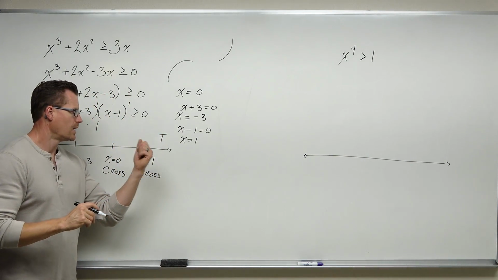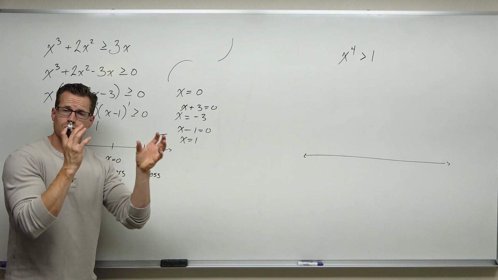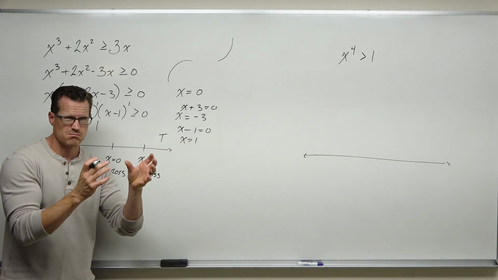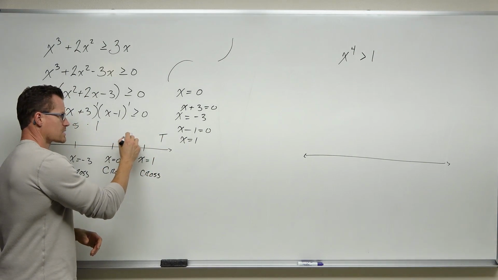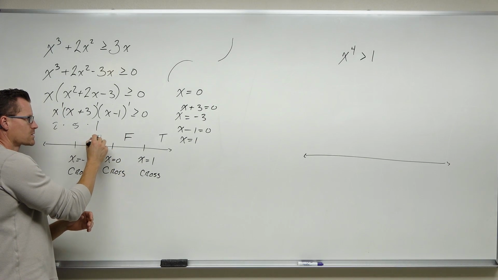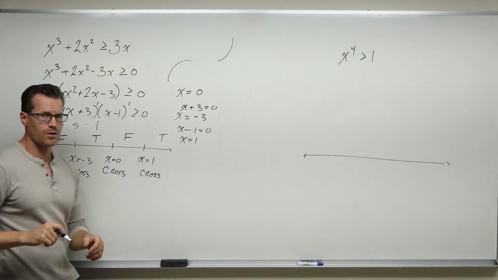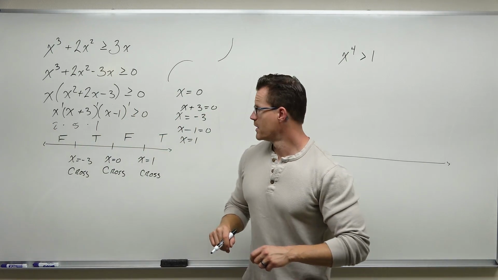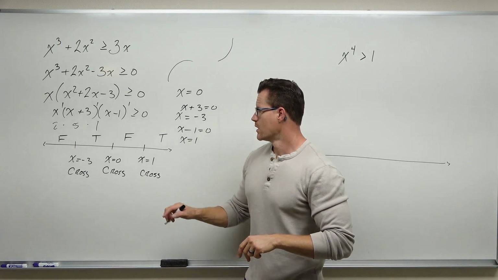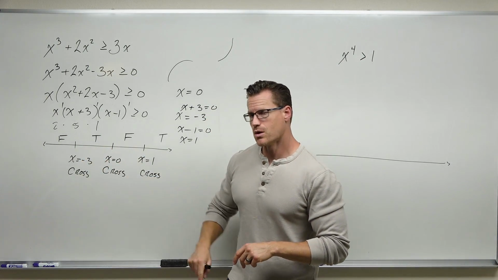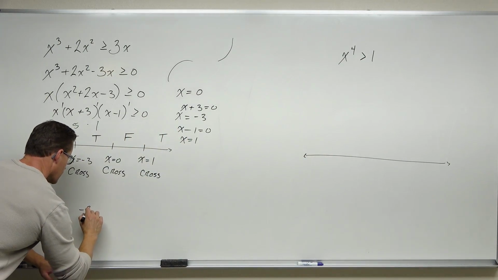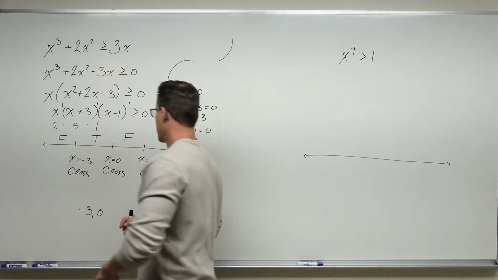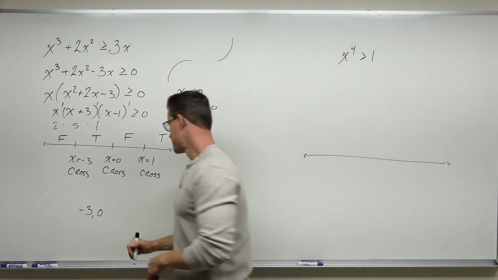So true. How about this one? Opposite truths on different sides of crosses. So this is a false, and then another cross, true, another cross, false. Guaranteed the truth is going to look like that. So there are 2 working intervals here. One is from -3 to 0. The other one is from 1 to infinity.